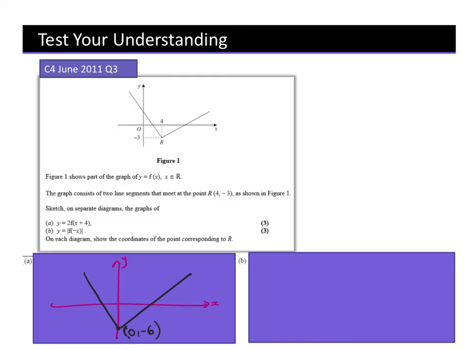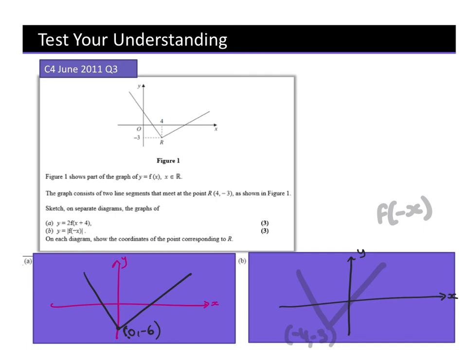Okay then, part B says y equals the modulus of f of negative x. First of all, step one, forget about the modulus. You're just going to draw the graph of f of minus x. Sorry, I had x in my head. So instead of this being (4, -3), we're going to divide all the x by negative 1. So it's going to be over here. It's a reflection in the y axis. So now we're going to have (-4, -3). So this is the graph here. Okay, this is the graph of f of negative x.